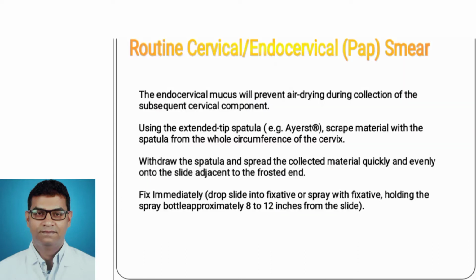Routine cervical or endocervical Pap smear. The endocervical mucus will prevent air drying during collection of the subsequent cervical component. Using the extended tip spatula, scrape the material from the whole circumference of the cervix. Then withdraw the spatula and spread the collected material quickly and evenly onto the slide adjacent to the frosted end. Fix immediately using fixative or spray with a fixative, holding the spray bottle approximately 8 to 12 inches from the slide.